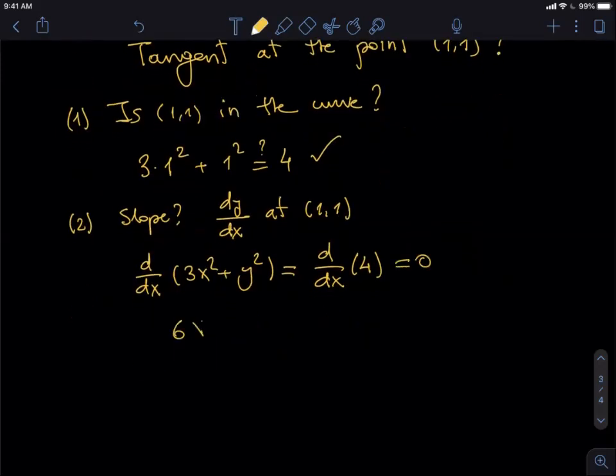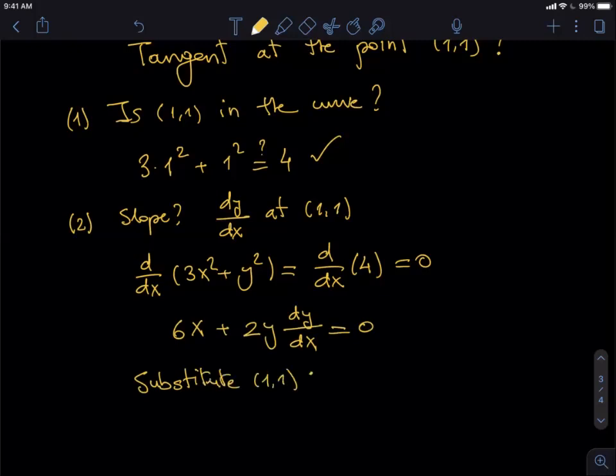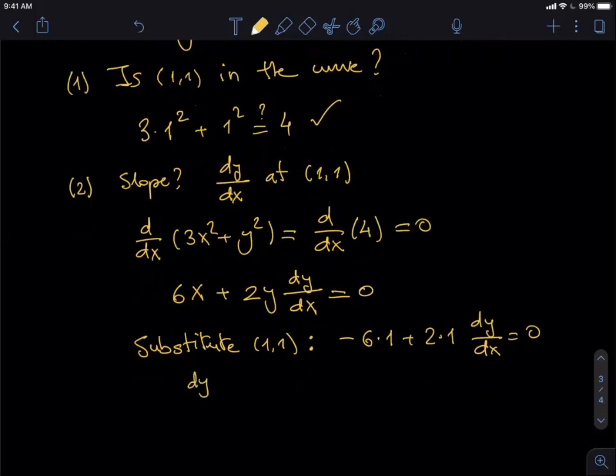Okay, so here we have 6x plus 2y dy/dx equals 0. Here, if we want to make it easier, we can substitute already the point, so that the algebra will get simpler. So this would be 6 times 1 plus 2 times 1 dy/dx equals 0. Okay, so we have here dy/dx equals minus 6 divided by 2, that makes minus 3. So the slope is minus 3.